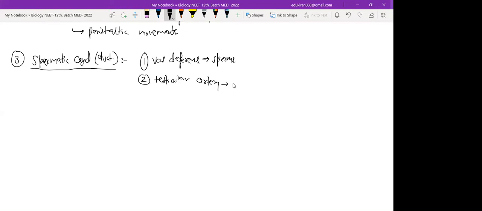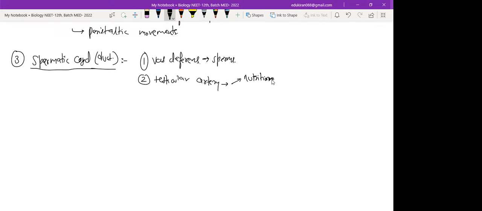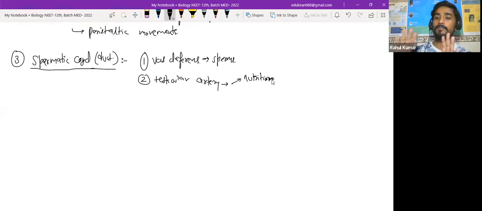Blood from the heart. What will it bring to the testes? One thing, it will bring nutrition, right? Because it's coming from the heart. So it will have glucose. It will also have, remember, fructose is secreted by the seminal vesicle. So we do not need to worry about supplying fructose to the sperms. That part is taken care of by the testis itself.